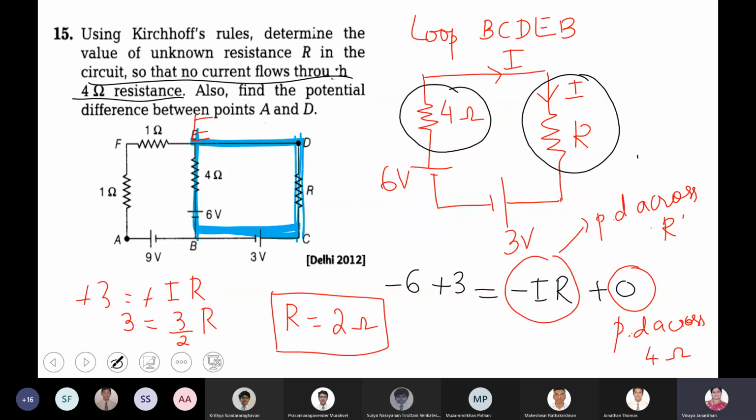Let us find the potential difference between the points A and D. Shall I erase this, or you need more time to complete the work? Boys, shall I erase what is being written? Shall I go for the new one? Yes, ma'am.